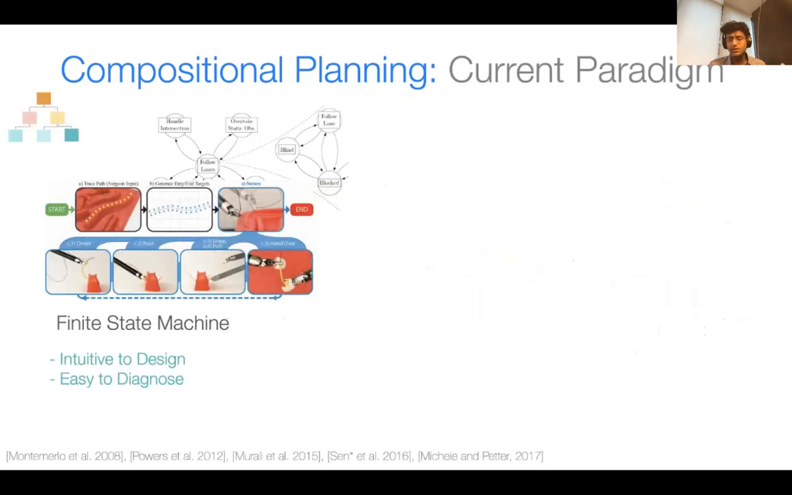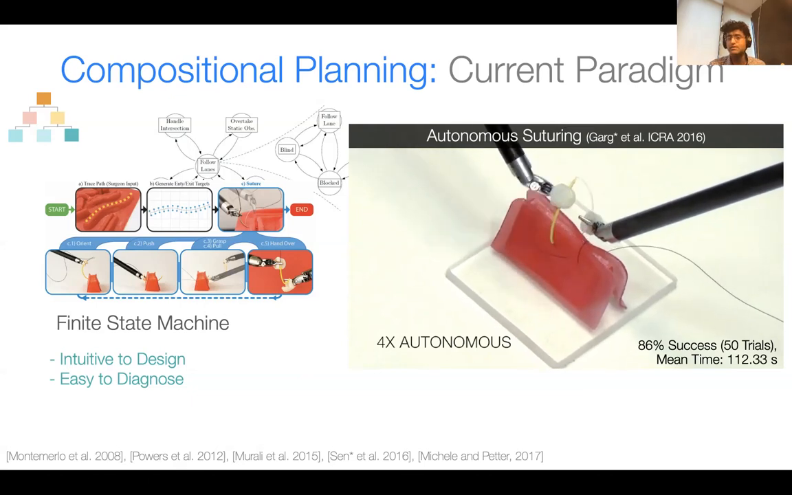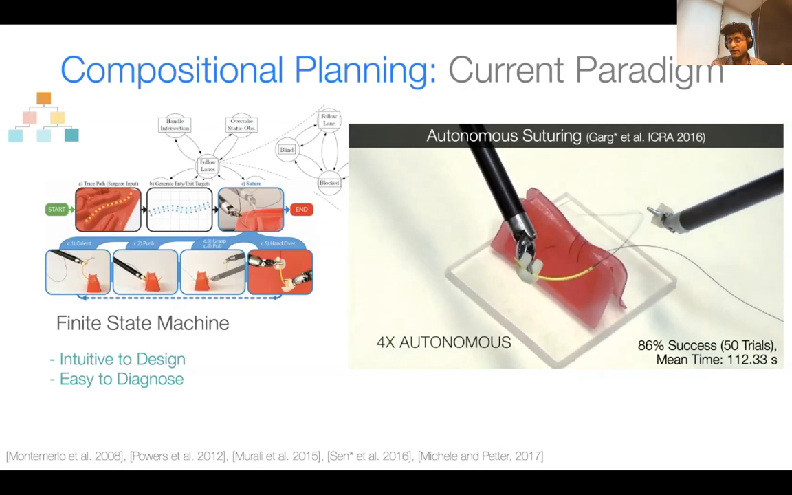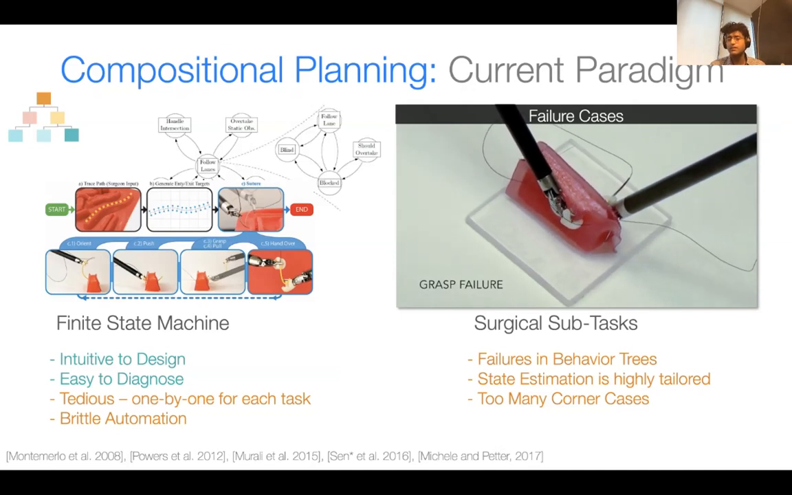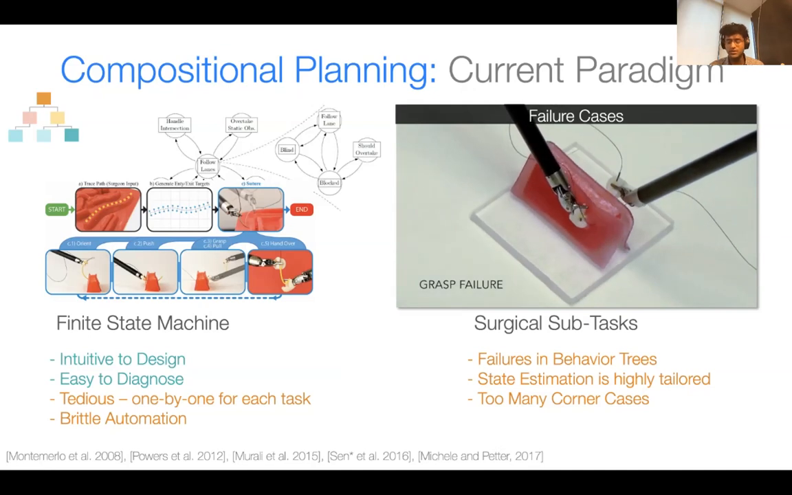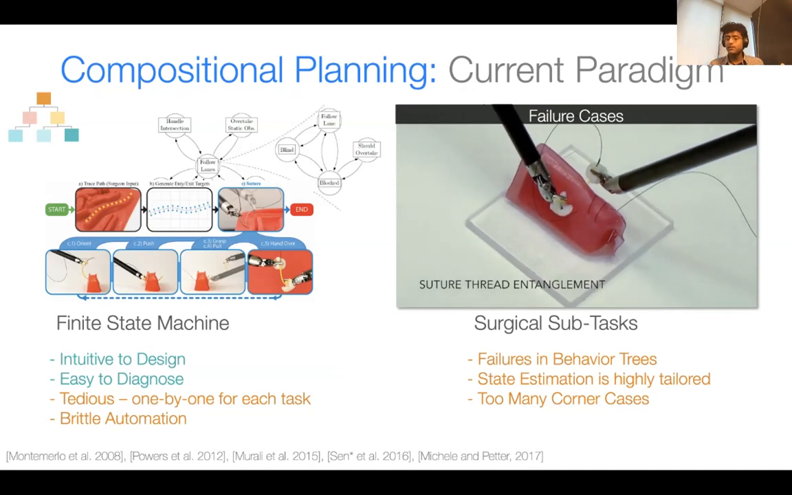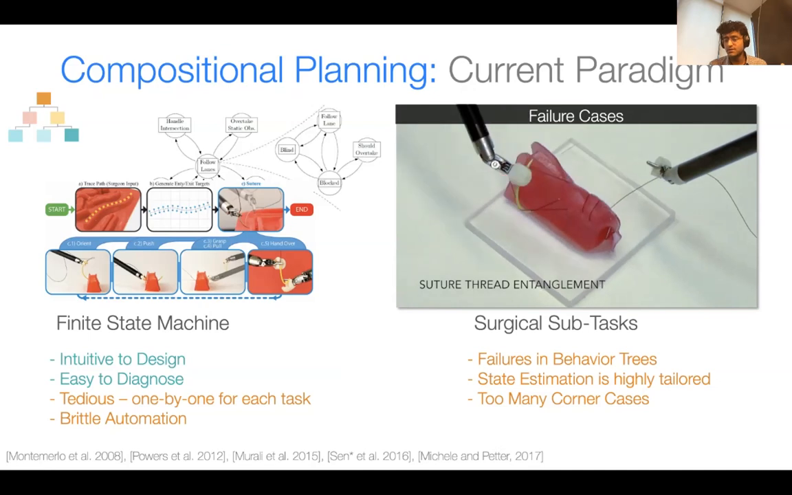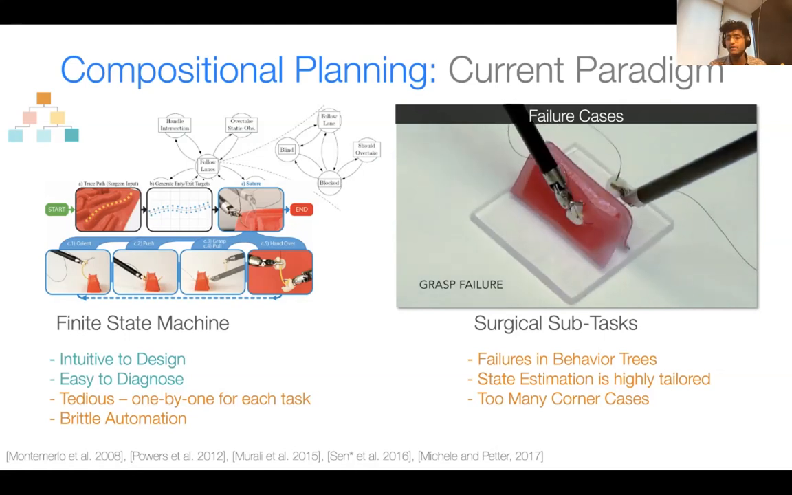If we think about how such compositional tasks are performed right now, one approach may be to design finite state machines. It is intuitive to design and easy to diagnose. This is an example of my own work using automation from finite state machines. In this case, we were doing surgery with finite state machines, or surgical subtasks rather. However, the interesting thing is that these finite state machines fail in rather non-intuitive manners because the behavior tree does not capture the states in which your system might go. And being able to build failure or recovery mechanisms for all such cases can actually be very tedious if doable at all for all the variety of cases that may exist.